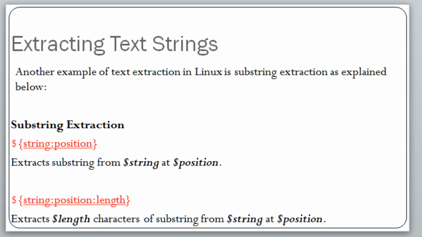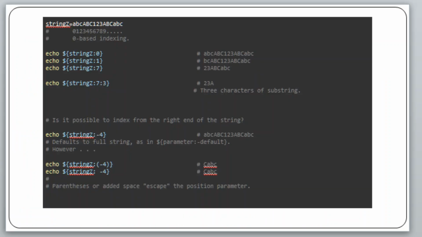We also have another example of text extraction, which is substring extraction. So we can do string colon position, and this extracts substrings from the string at position. You can also do string colon position colon length, which extracts length characters of substring from string at position. And here's an example of that. So we can say echo ${stringZ:0}, echo ${stringZ:1}, and echo ${stringZ:7}. You can also say echo ${stringZ:7:3}.